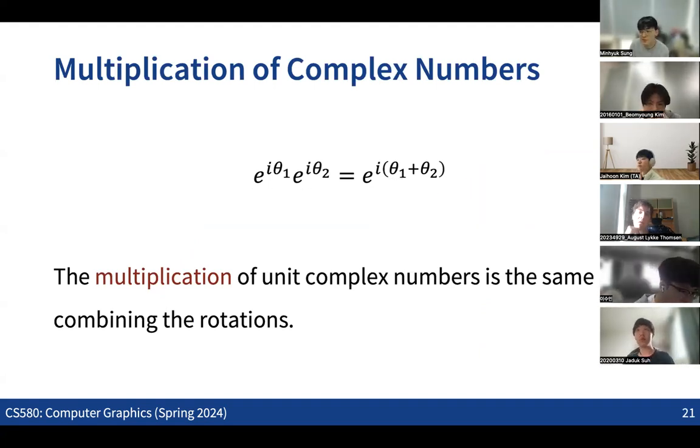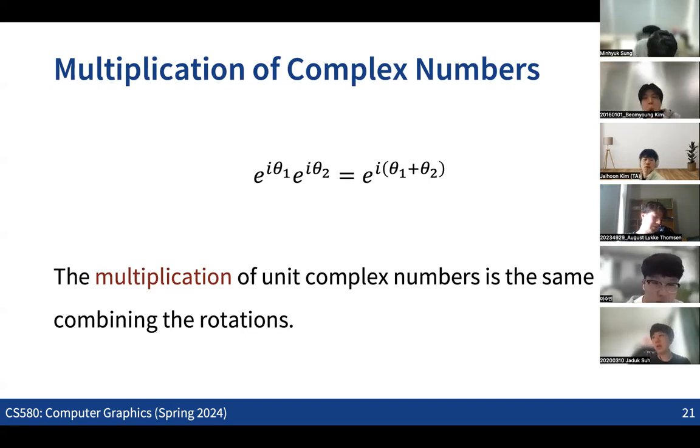So this is a useful effect, and we're going to see how it can be extended in the 3D case. But this is something you need to keep in mind: we have a form of complex numbers that has these properties. The multiplication of two such complex numbers becomes a complex number corresponding to the combination of the 2D rotations. This is the interesting effect that we are going to see. Any questions on this?